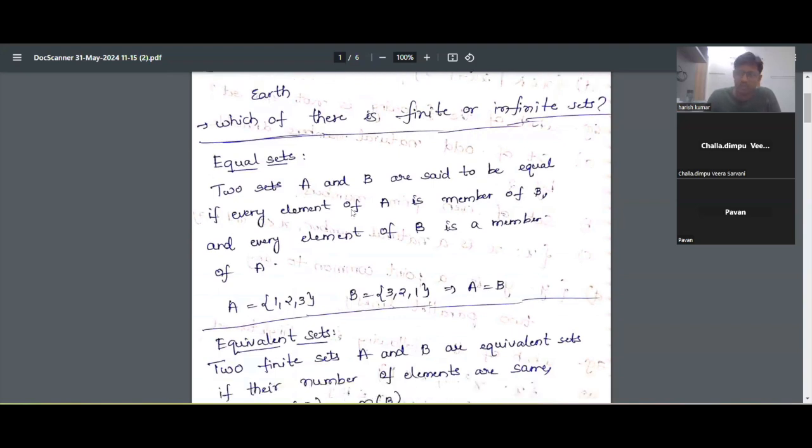It's very simple. Equal sets are the sets which should contain the same elements, right? So what are we saying here? If every element of A is an element of B, then we call them equal sets. Okay, so nothing difficult, right? So very simple thing. So the example is {1, 2, 3} and {3, 2, 1}, right? The order doesn't matter here.